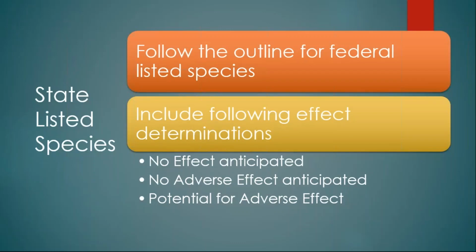For state listed species, we generally follow the outline for federal species, but the effect determinations are going to be a little bit different, and we want them to be different so we can clarify what's federally protected and what is state listed as well. And the appropriate effect determinations would be no effect anticipated, no adverse effect anticipated, or potential for adverse effect.